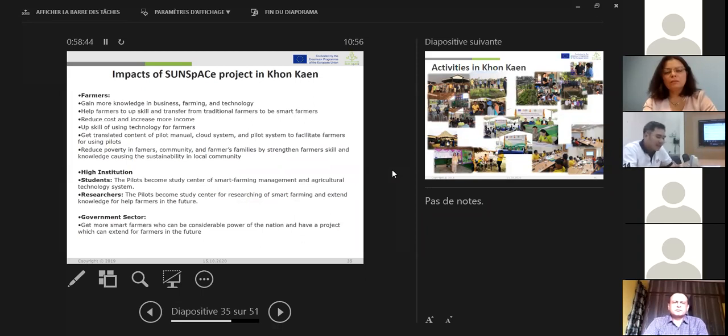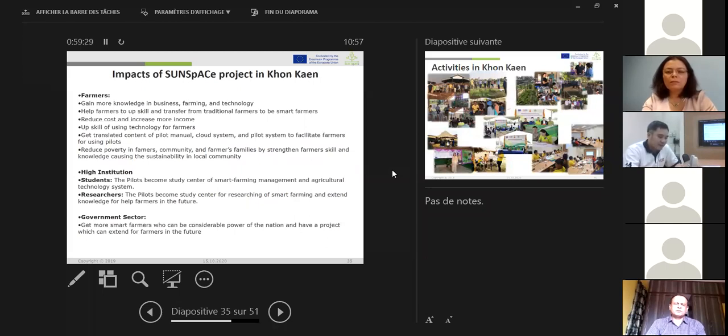Another group that gets benefit from the project is the higher education institution, which means the students and the researchers in higher education. The students and the researchers can come to the center and learn. We hope that they can learn about farming techniques and agricultural technology systems. Then they can do some study in our knowledge center as well, and we hope that they can help the farmers in the future.